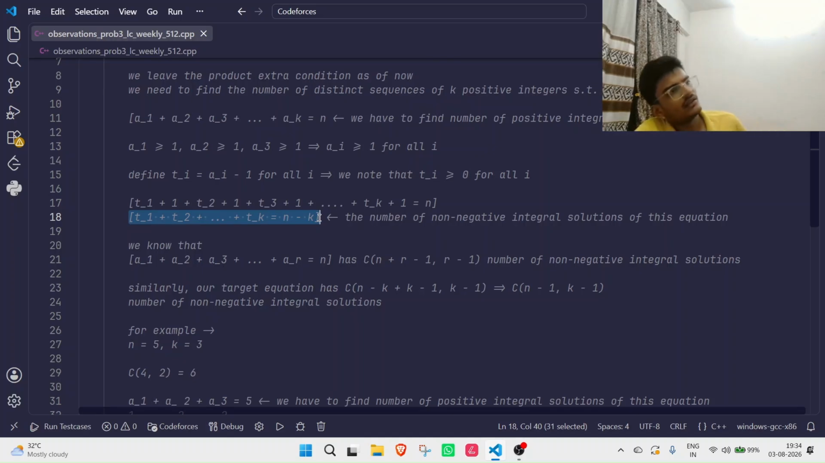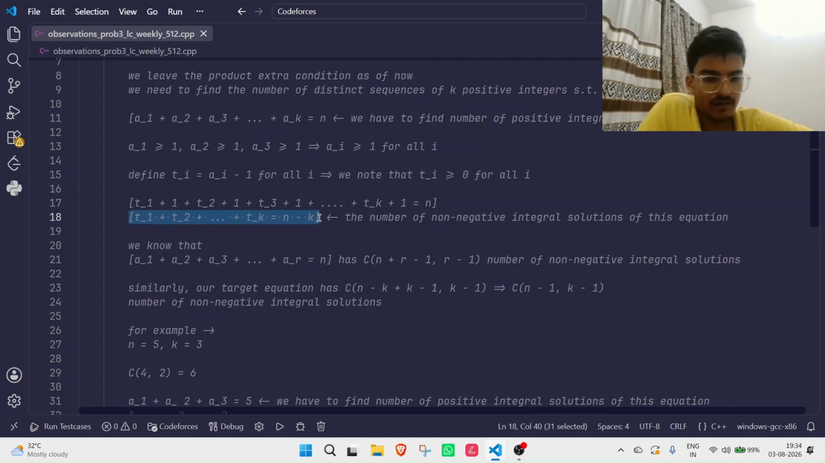At least one should be even, right? It can be 0 as well. Ti can be 0, then the corresponding Ai would be 1. So Ti is equal to Ai minus 1.